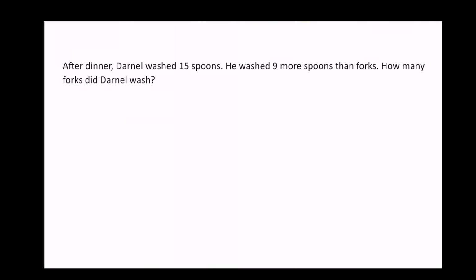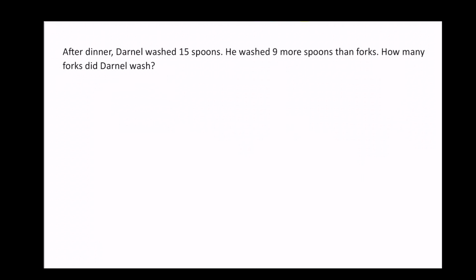After dinner, Darnell washed 15 spoons. He washed 9 more spoons than forks. How many forks did Darnell wash? So there are two types of utensils, spoon and fork. Darnell washed 15 spoons. We don't know how many forks he washed, but there's a clue which says he washed 9 more spoons than forks. Let's do the tape diagram.